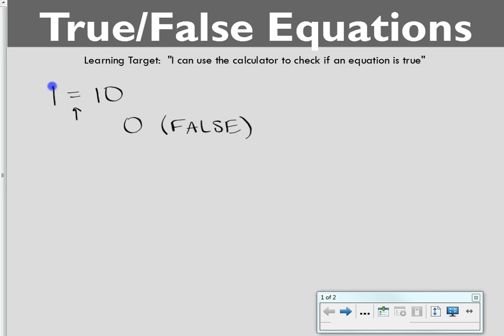True would be 1. So if you write 3 times 3, with an asterisk, 3 star 3, equals 9, we know that that's true. We don't need a calculator, but we can test it on the calculator. It'll pop out 1, and a 1 means true. So 0 is false, 1 is true.